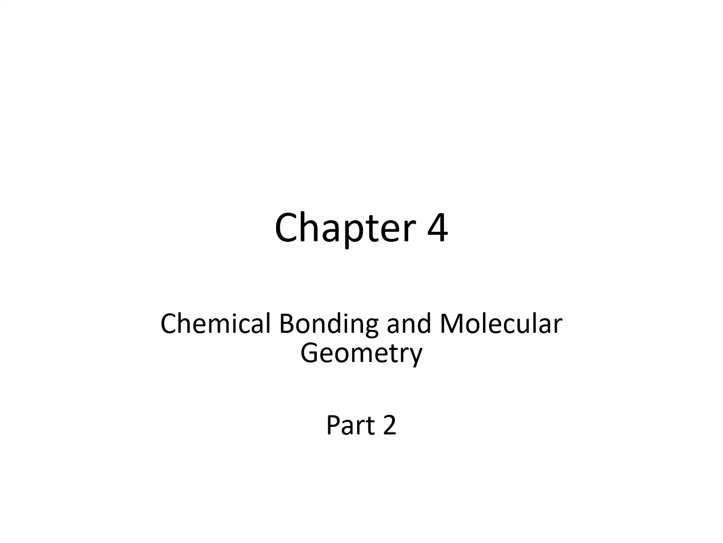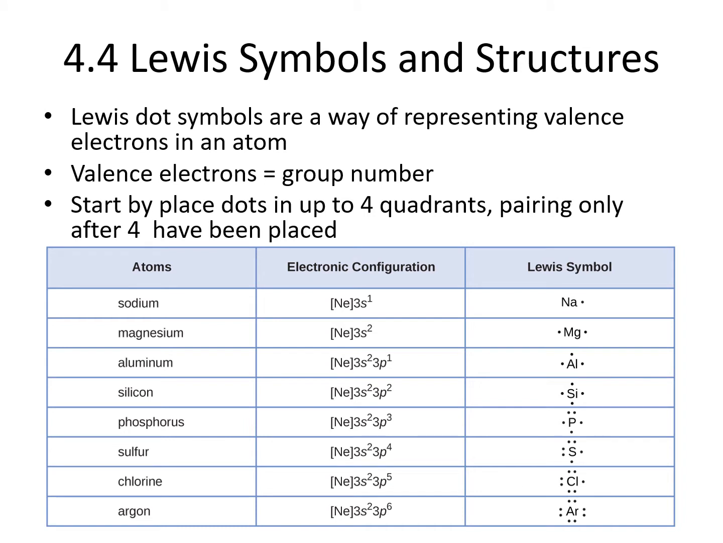In these last three sections of Chapter 4, we will be talking about representations and shapes of covalent molecules. Before we talk about a whole molecule, let's talk about how we can represent individual atoms.